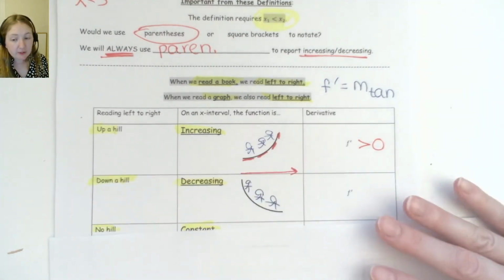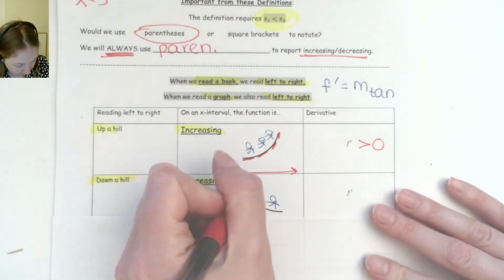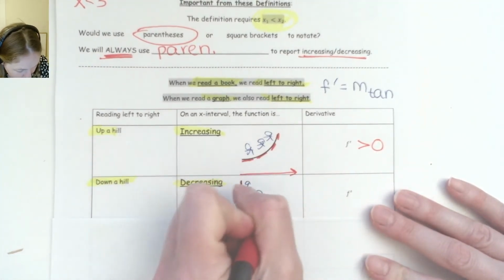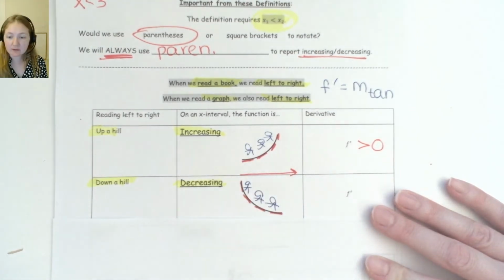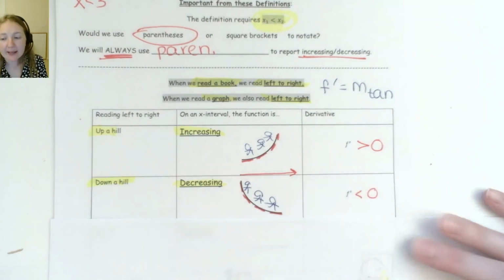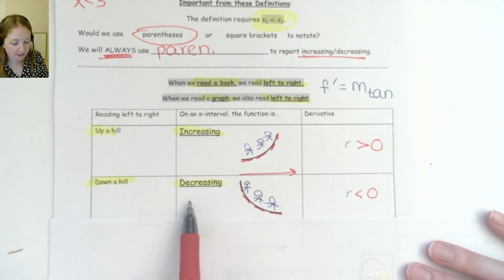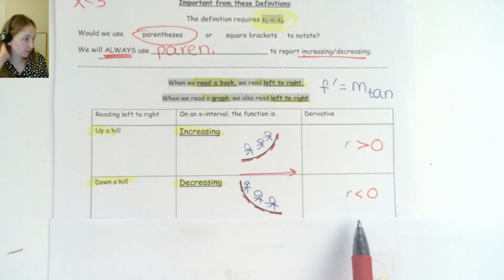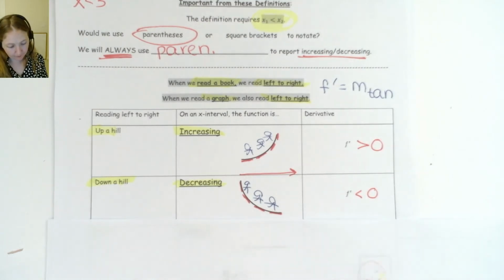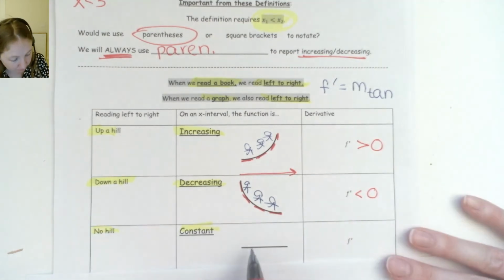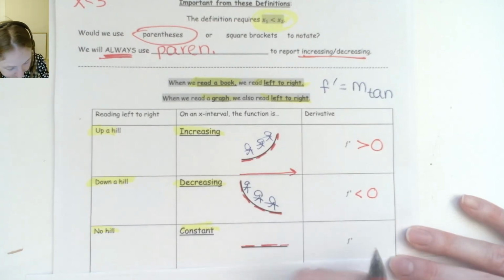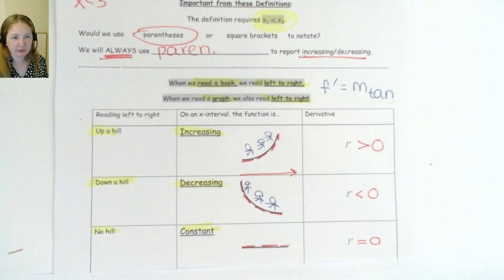Now, if you look at a decreasing function and you draw some sample tangent lines, you will notice all of those tangent lines from left to right have negative slope. So that's our next connection: when it's decreasing, the derivative is going to be negative, less than 0. And then when we have a constant function, we just have a bunch of horizontal lines, so our derivative is equal to 0.